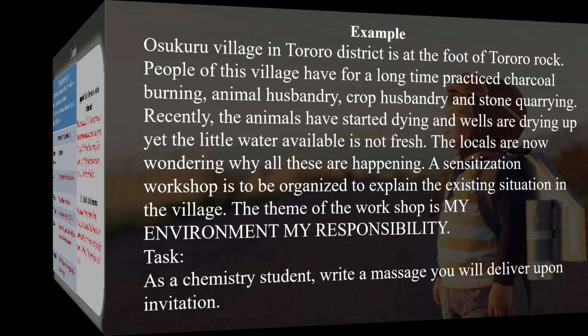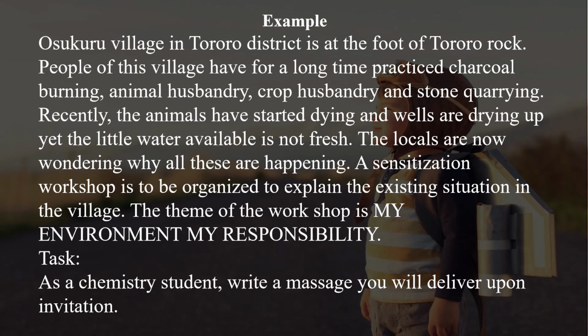So this is another example. Oskuru village in Tororo district is at the foot of Tororo Rock. It is talking about rock. People of the village have for a very long time practiced charcoal burning, animal husbandry, crop husbandry, and stone quarrying. The animals have started dying, and wells are drying up. Wells are water bodies, they are drying up, yet the little water available is not fresh. The locals are now wondering why all these are happening.